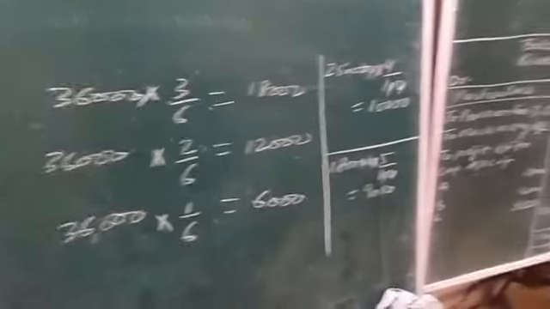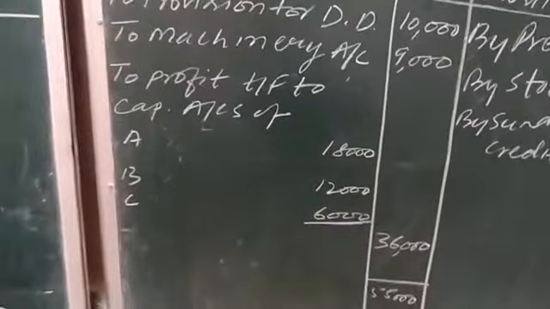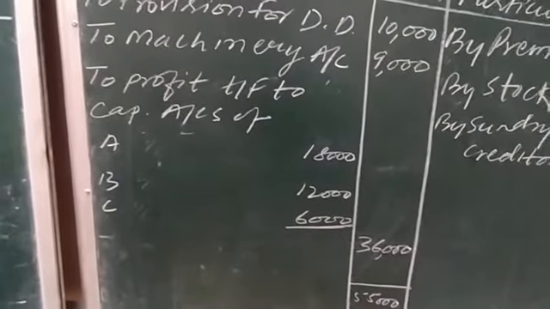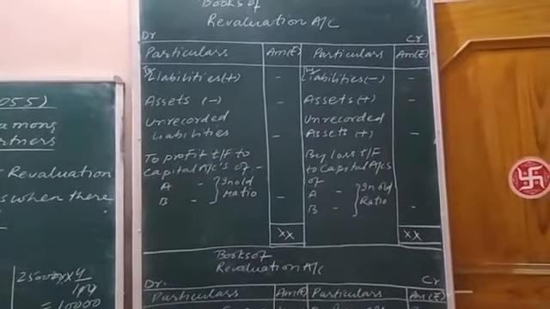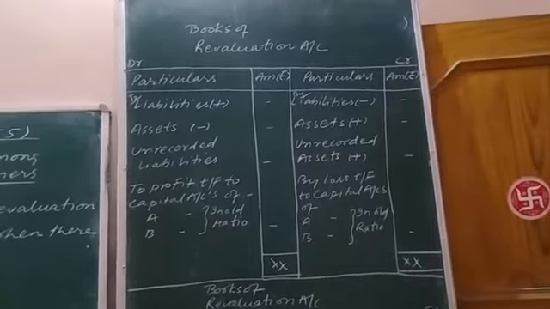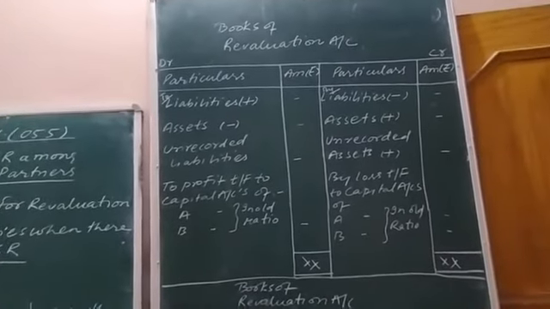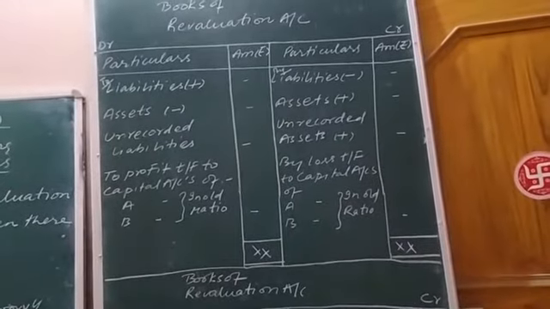The same answers will be written in front of A, B and C's capital. To profit transfer, TF means transferred to the capital accounts of A, B and C. So this was the solution of question number 35 of DK Goel. Tomorrow I will explain to you the capital accounts of the same question.